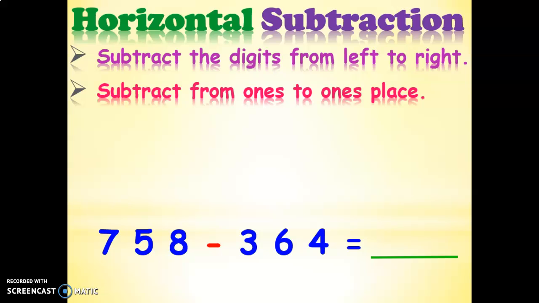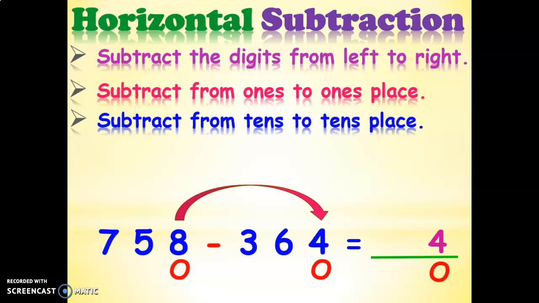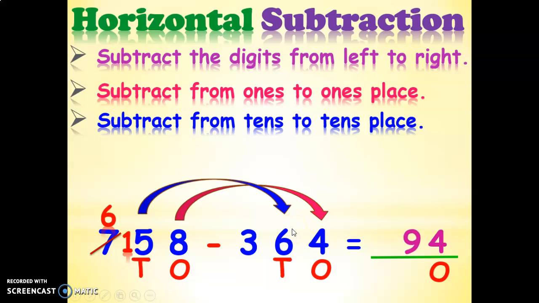So for the first step, subtract from ones to ones place. Ones place will be 8 minus 4. Again, both of them belong to ones place. The answer here is 4. 4 is for ones place. Next, we have to subtract from tens to tens place. Tens will be 5 and 6. They're both from tens place, but 5 is smaller than 6. So you will borrow from 7, make it 6, and 5 becomes 15. Now 15 minus 6 equals 9.